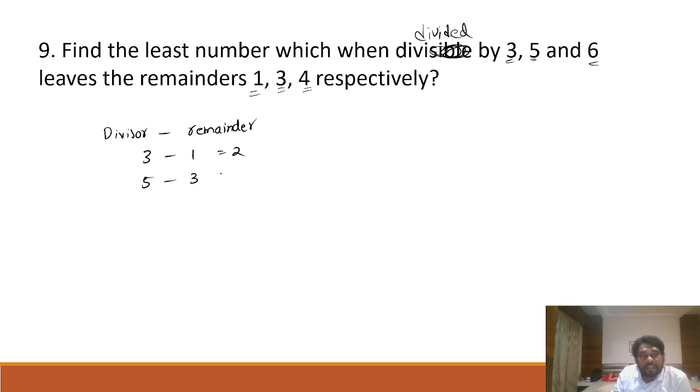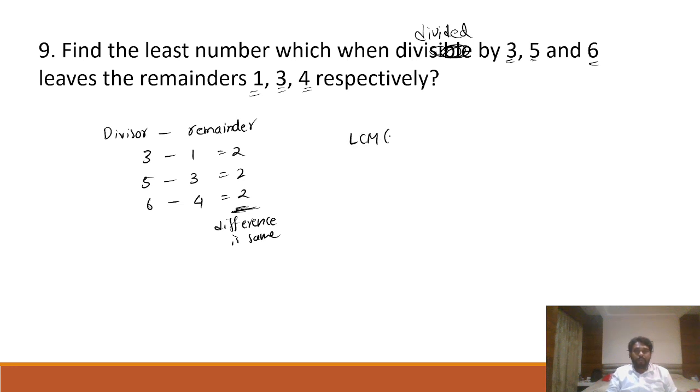5 minus its remainder 3 is 2. 6 minus its respective remainder is 4, 2. You got the same difference. The difference of divisors and remainders is the same. So your answer will be the LCM of the given numbers 3, 5, 6 minus the common difference. So LCM of 3, 5 and 6 is 30 minus 2, which is 28. This will be your answer.